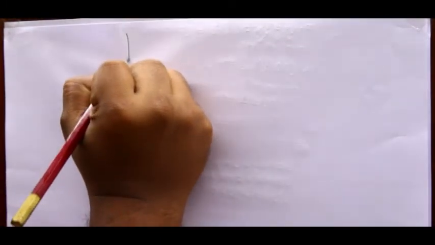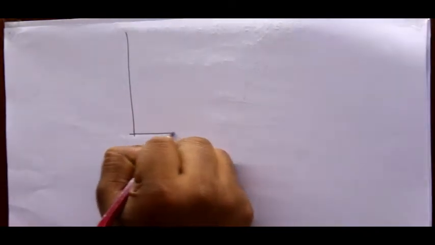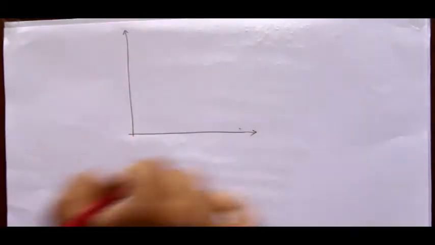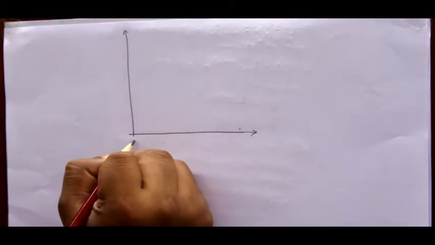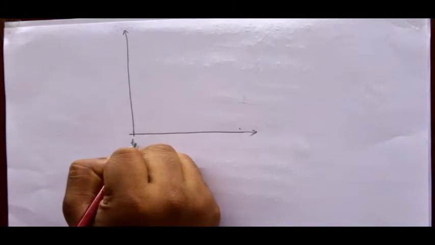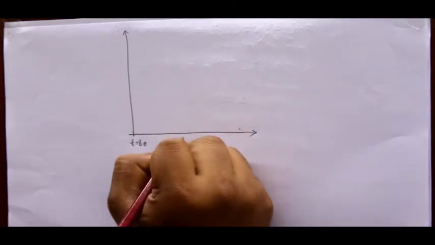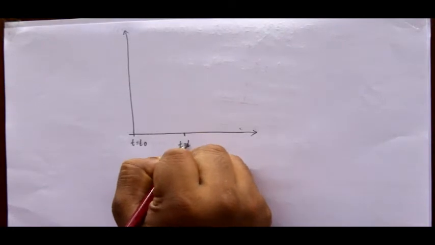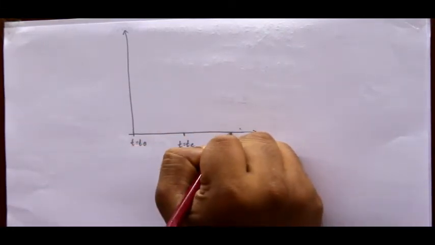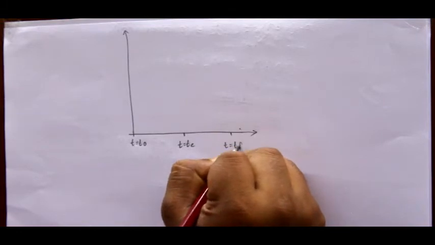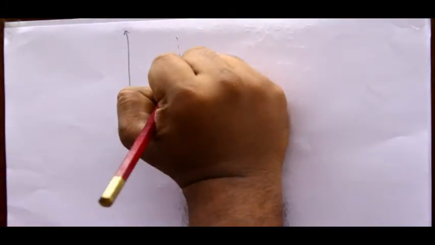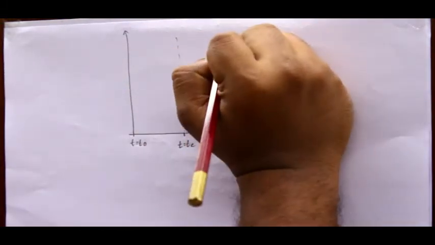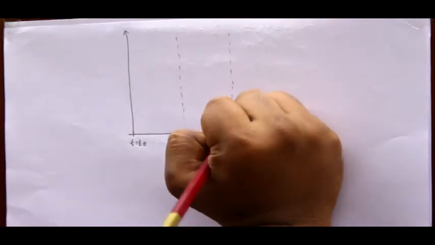Now I am going to explain this with the help of an example. Suppose this is a live transaction environment. This axis denotes time. This is t equal to tc, that means the checkpoint, and this is t equal to tf, that is the failure point. So this is the checkpoint and this is the failure.